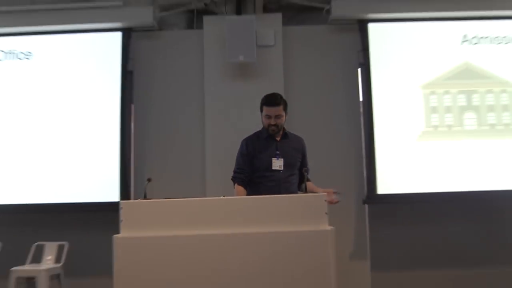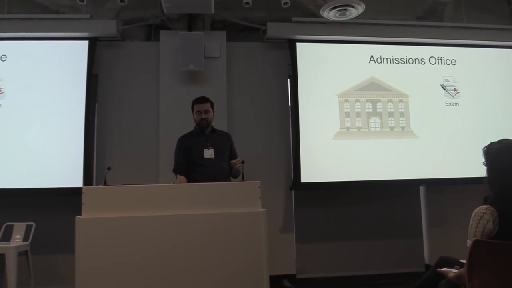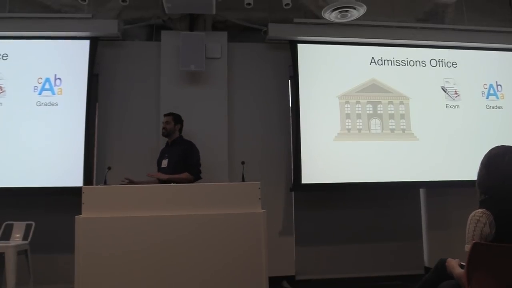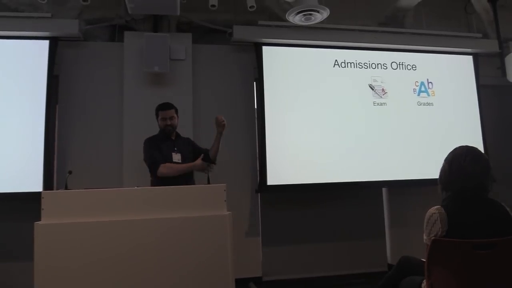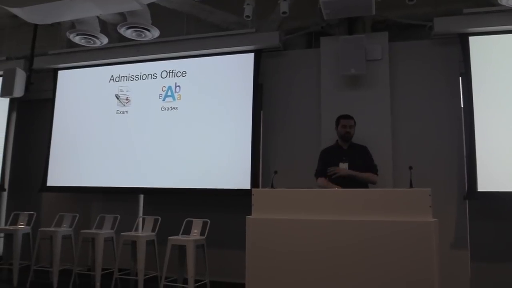So let me go with an example. Any questions so far? Good. Okay. So let's go with an example. An example is we have an admissions office in a university, and we want to automate everything. And so we start with, we have an exam. We have two pieces of information. We have an exam and grades, and we want to decide if we accept students or if we reject them. So, with our two pieces of data, we're going to create a rule to accept them or reject them.